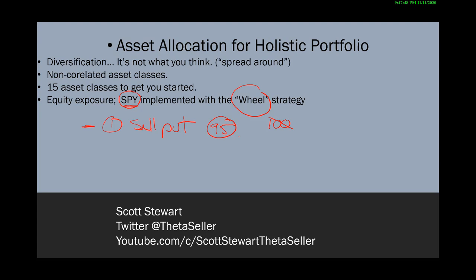Plus we keep the income, we keep the premium that we brought in by selling that put. If it doesn't hit 95, we just keep that money that we brought in by selling that put, and we do it again. If it does come down and it hits that 95 level and it now triggers us in, step two now, we own it, right? We are the owner of that SPY at $95 a share.